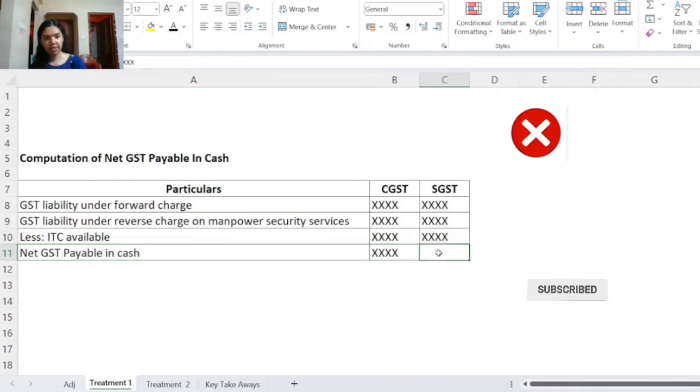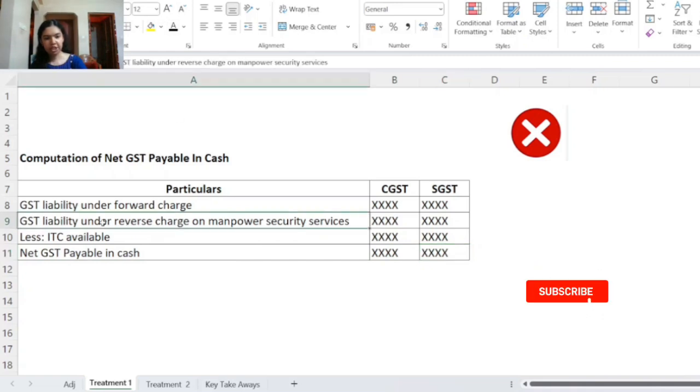However, this method of presentation is wrong because this GST liability on reverse charge cannot be set off against the ITC available.